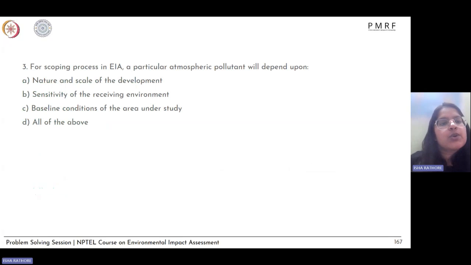Next question. For scoping purposes in EIA, how a particular atmospheric pollutant will be treated will depend upon: A, nature and scale of the development; B, sensitivity of the receiving environment; C, baseline conditions of the area under study; and D, all of the above. So the correct answer is D, that is, all of the above are used for scoping purposes for determining how a particular atmospheric pollutant will be represented or counted.